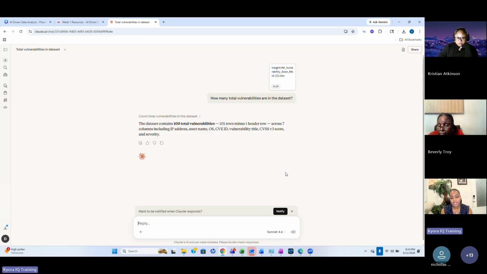And so to tell you, the data set contains 100 total vulnerabilities, 101 rows minus the header, across 7 columns, including IP address, asset name, OS, CVE ID, vulnerability title, CVSS score, and severity. Did everyone get the same response? Yes, yes.